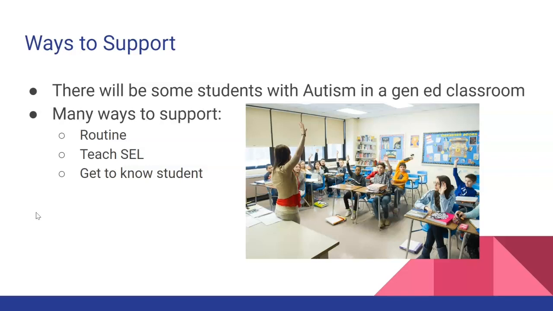The second way is to teach social and emotional learning to all of the students in the class so they can become more and more comfortable in social interactions. And thirdly is to get to know the student. If you get to know the student and find out what they like, what they don't like, especially their hobbies, you could teach that to the entire class and they could feel welcomed and accepted into the classroom even though they may be different.